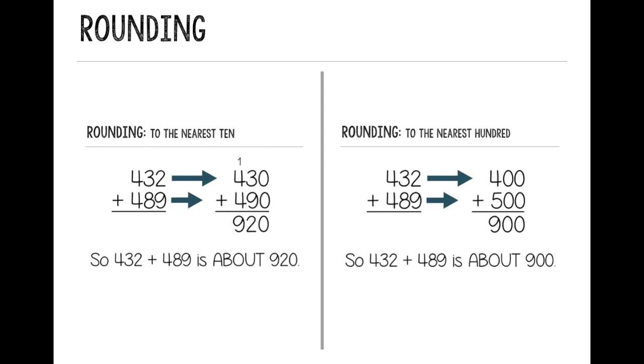And if we look at rounding to the nearest 10 on the left and rounding to the nearest 100 on the right, even though our numbers were a little bit different when we rounded, our sum, our answer at the end, is still really close. 900 and 920 are still good estimates. They're close together, so we know he still did a good job.